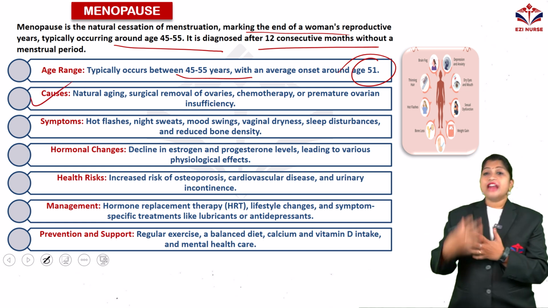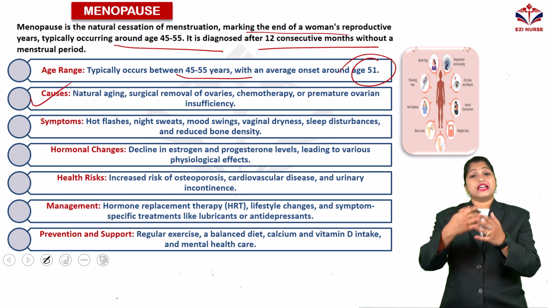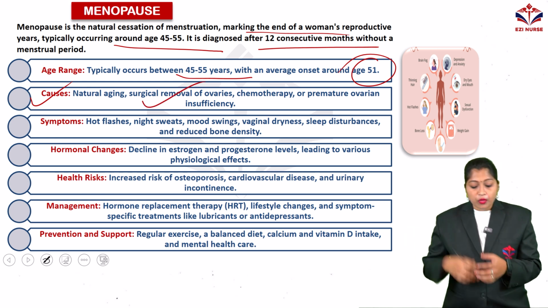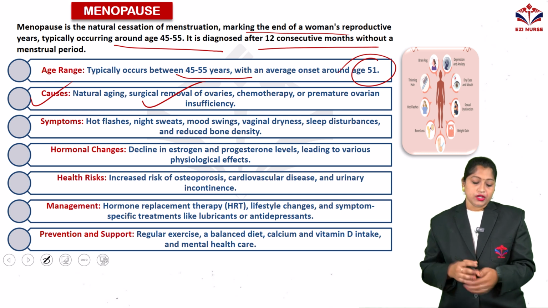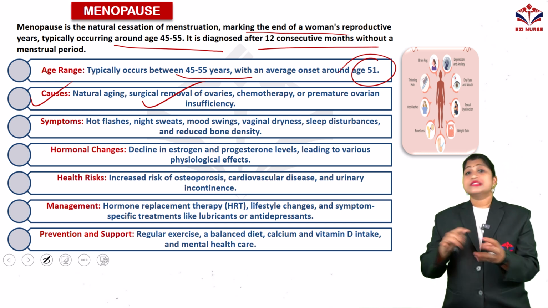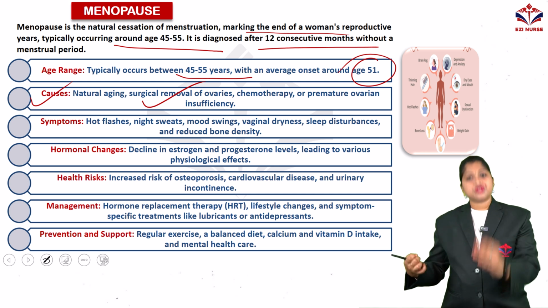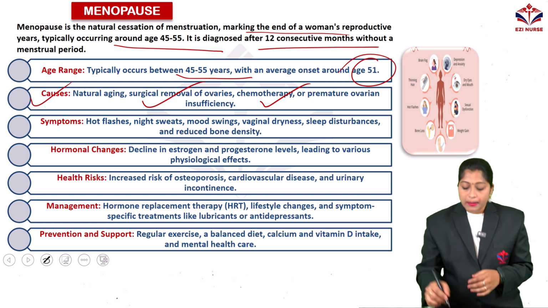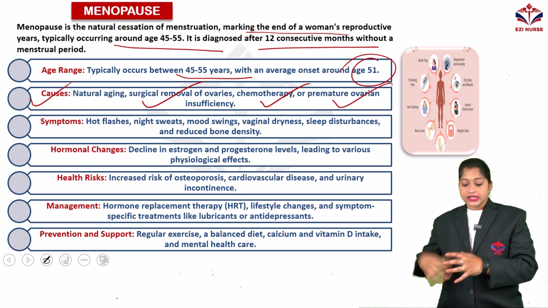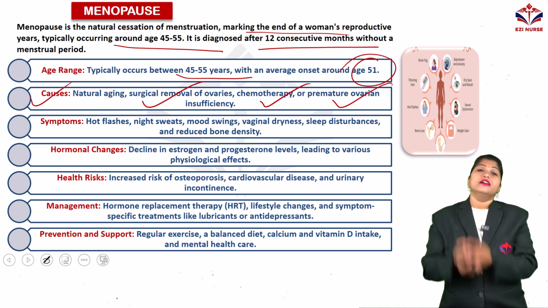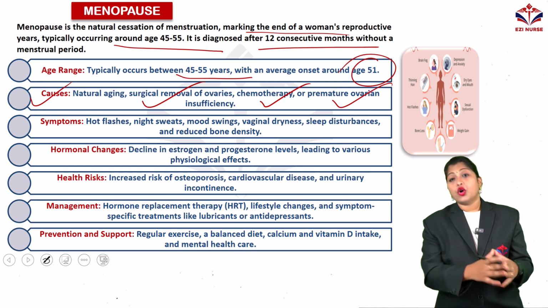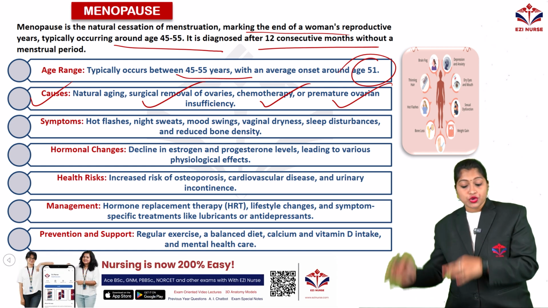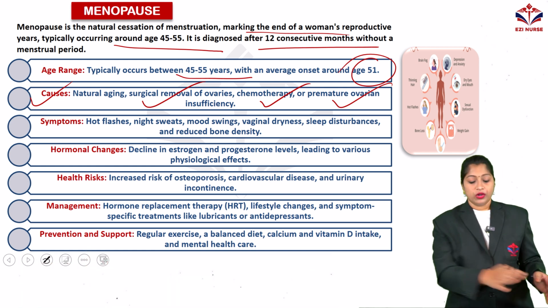Next, let's see what are the causes. Natural aging. As I just told you, the reproductive age ends and natural aging starts. Surgical removal of the ovaries can also be one of the causes for menopause. Chemotherapies can also cause menopause. The next may be premature ovarian insufficiency. If the ovaries are insufficient prematurely, that also can be one of the main causes for menopause.